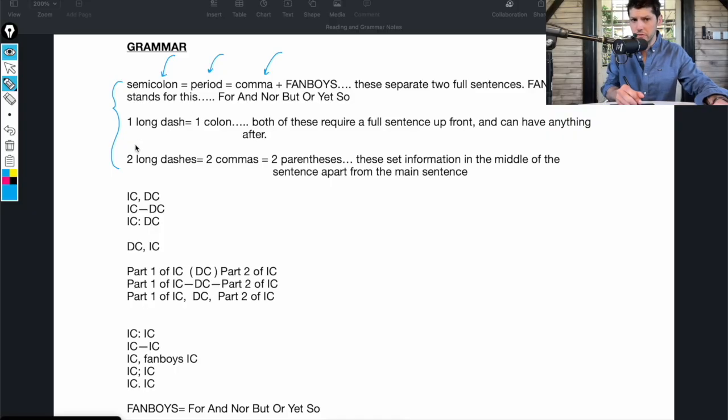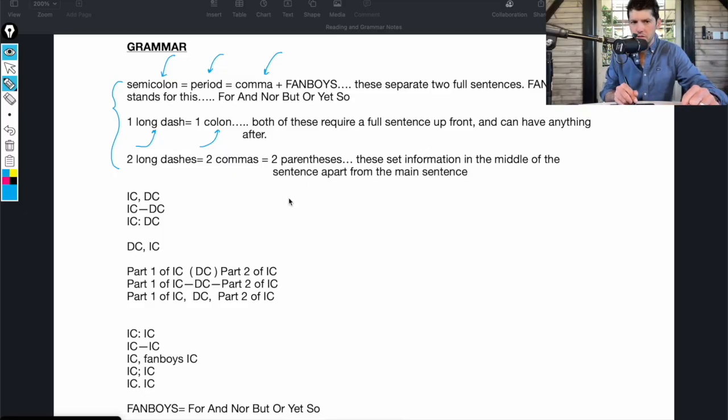The second set of equivalencies is that a long dash equals a colon. Both of these require a full sentence up front and can have anything after. By anything, I mean a full sentence, a single word, a list, a fragment. That's what I mean by anything.